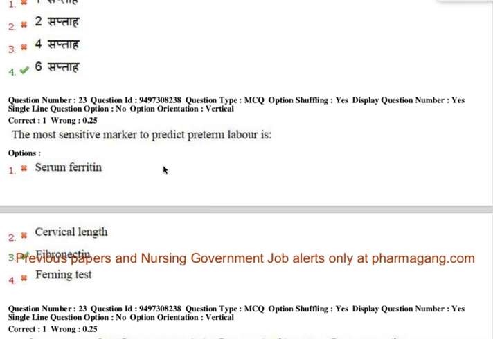Next question. Question number 23. The most sensitive marker to predict preterm labor is. Right answer is third, fibronectin. Fibronectin is the most sensitive marker to predict preterm labor.